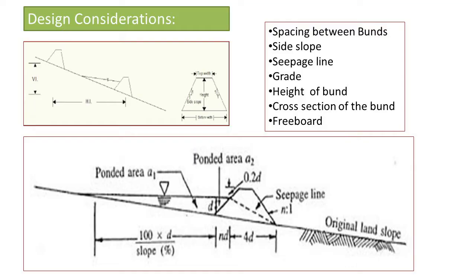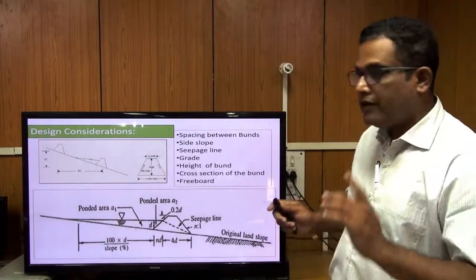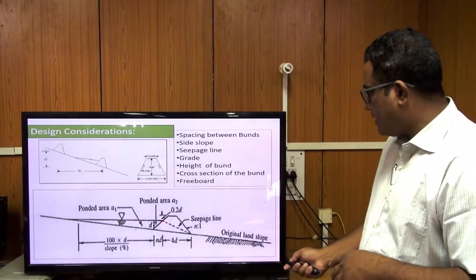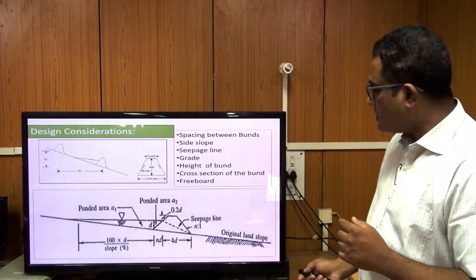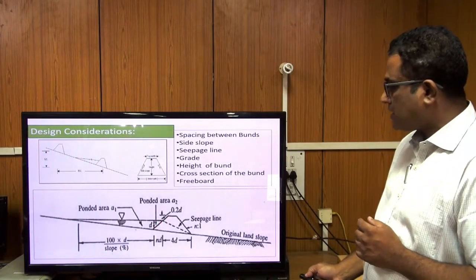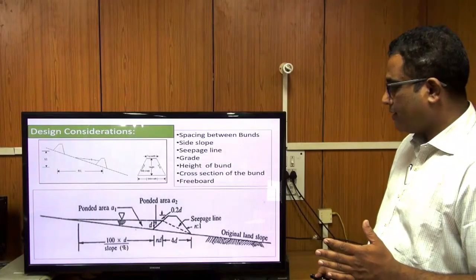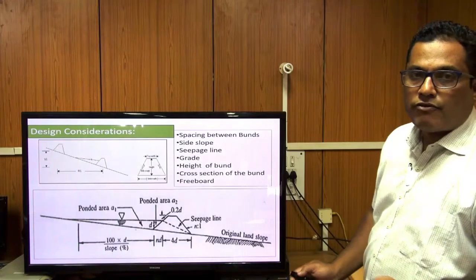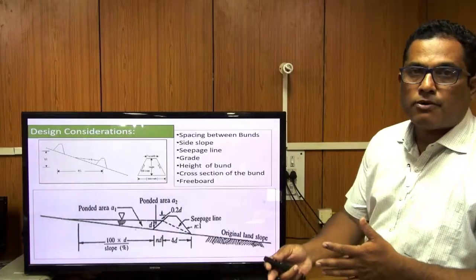It's always H is to V, not the other way around. It's H is to V, horizontal is to vertical. So in this section we can see this is your bund, and if you observe this figure, the upstream side slope is steeper than the downstream side. If upstream side is say 1.5:1, the downstream would be 2:1, although it depends upon the type of soil.